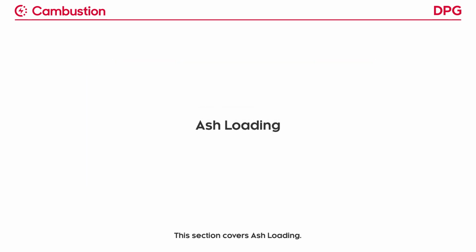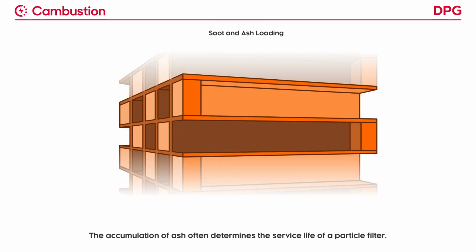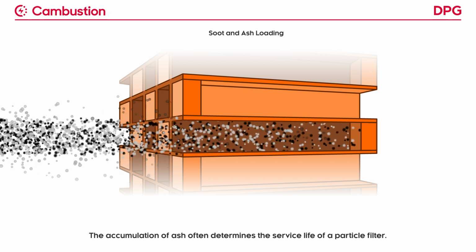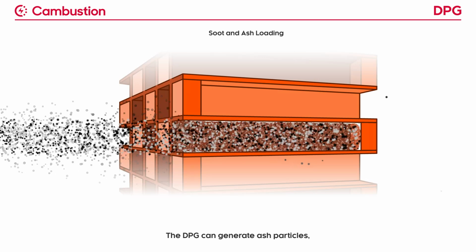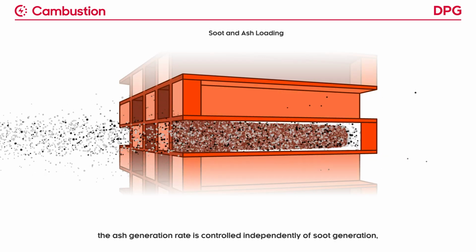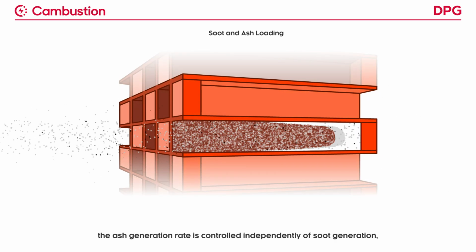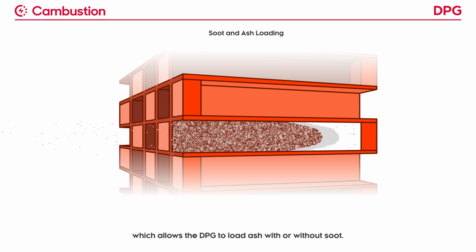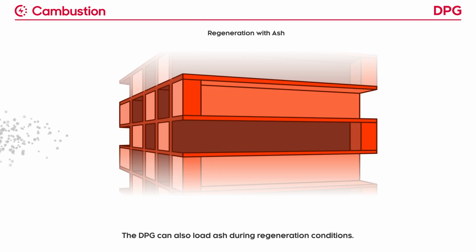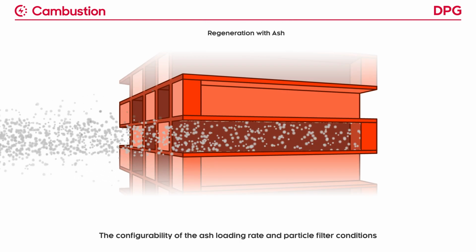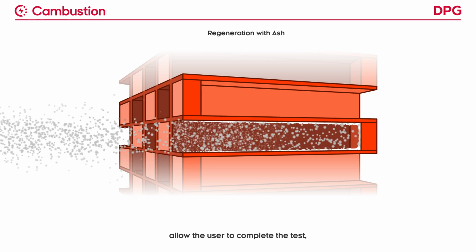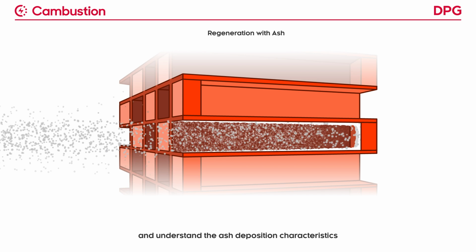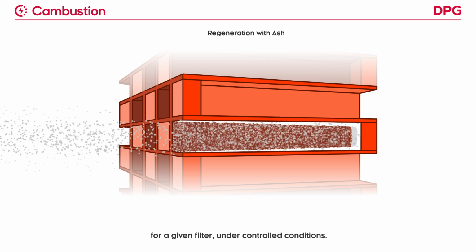This section covers ash loading. The accumulation of ash often determines the service life of a particle filter. Ash can enhance the filtration efficiency performance. The DPG can generate ash particles. The ash generation rate is controlled independently of soot generation, which allows the DPG to load ash with or without soot. The DPG can also load ash during regeneration conditions. The configurability of the ash loading rate and particle filter conditions allow the user to complete the test and understand the ash deposition characteristics for a given filter under controlled conditions.